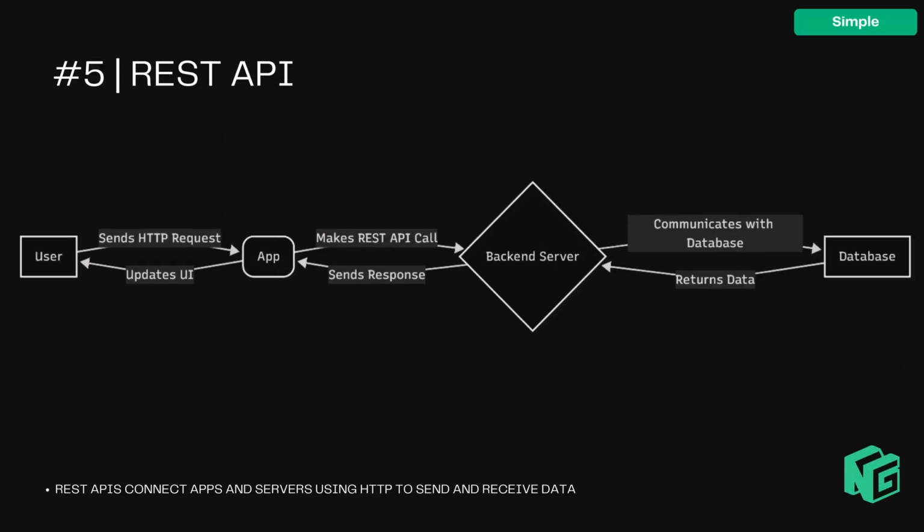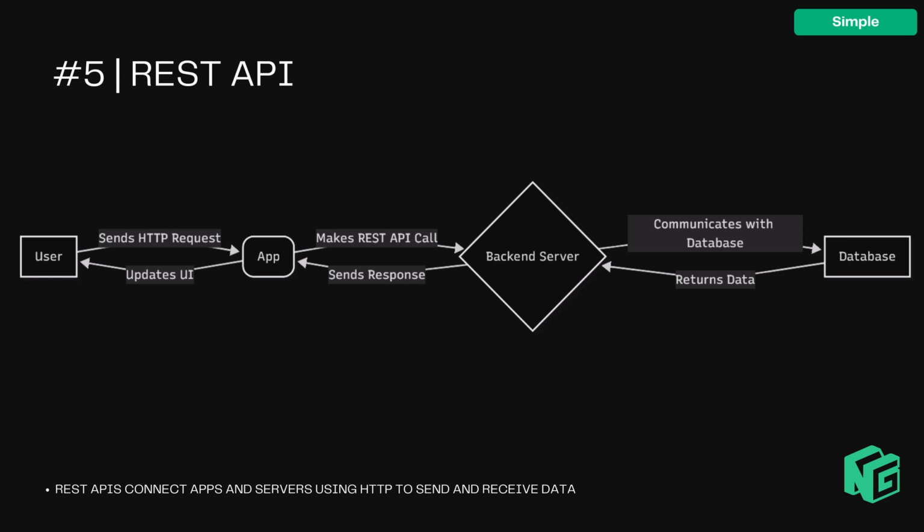Let's start with a simple analogy. Imagine you're at a restaurant. You're the customer, and the waiter is the REST API. You place an order, the request, with the waiter, and the waiter goes to the kitchen, the server, to fulfill your request. Once the order is ready, the response, the waiter brings the food back to you.